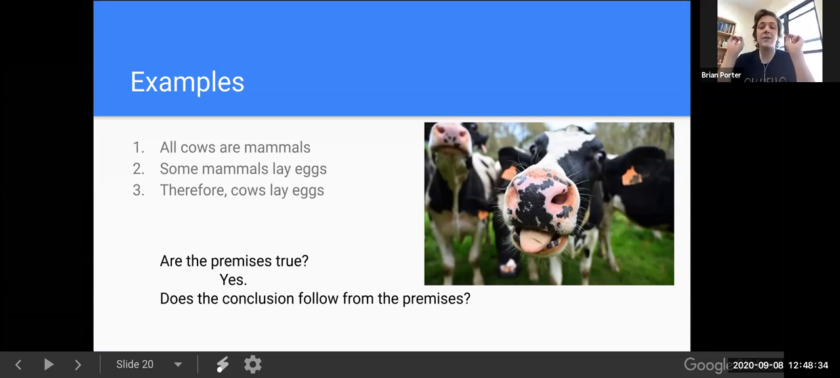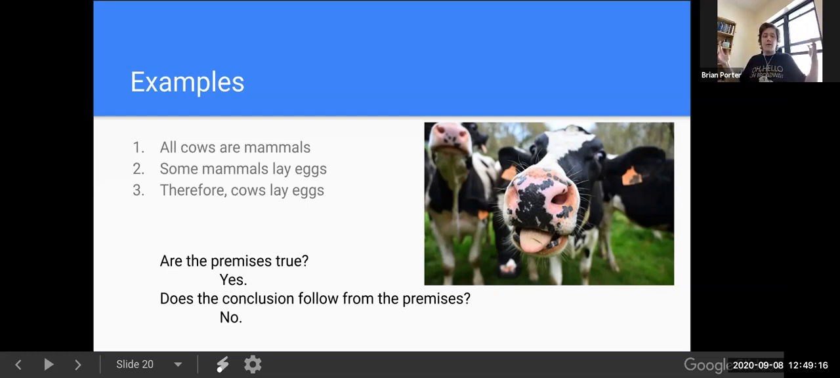Now, second question. Does the conclusion follow from the premises? No. No, it does not. Because the fact that cows are mammals and some mammals lay eggs does not mean that cows are among the egg-laying mammals. Some mammals lay eggs leaves room for other mammals not to lay eggs. And even if the two premises here are true, which they are, cows might be in the non-egg-laying group of mammals rather than the egg-laying group of mammals.